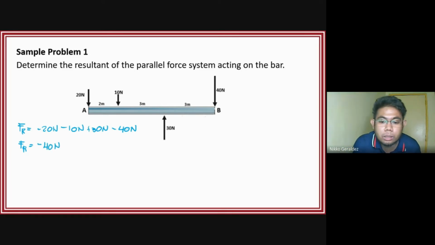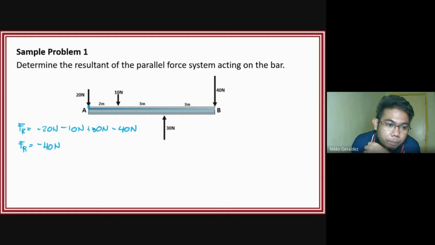So, that is the resultant force. And so, negative 40, it means the resultant force is downward. Ayun po. So, nasan siya? Ano yung position? Walang sinabi kung saan yung moment center natin, kasi magbabalik tayo ng theorem. So, gawin natin, mag-moment tayo at A. So, moment center natin at A. So, ibig sabihin, ang magiging position ng resultant force is right of A.